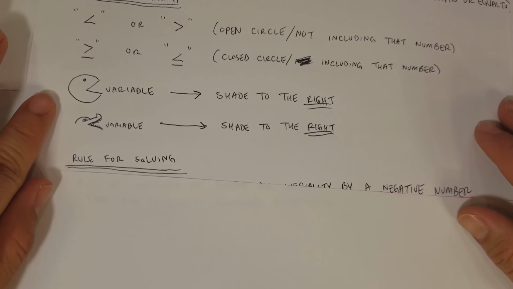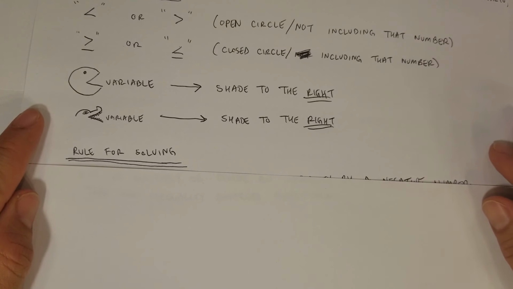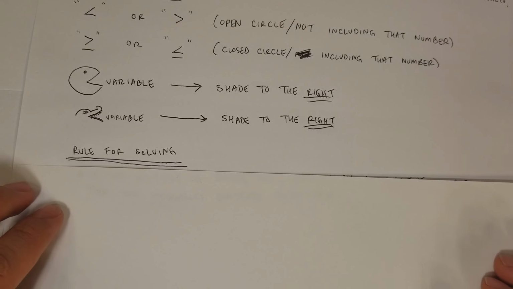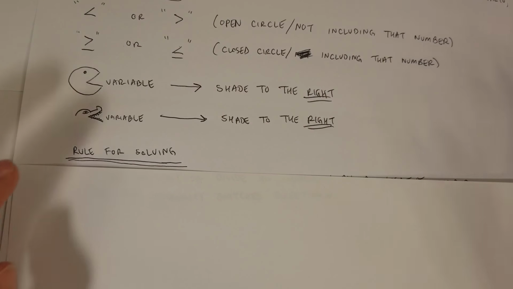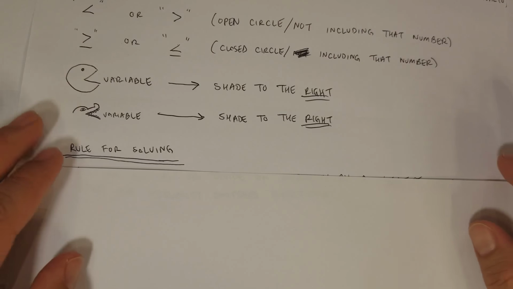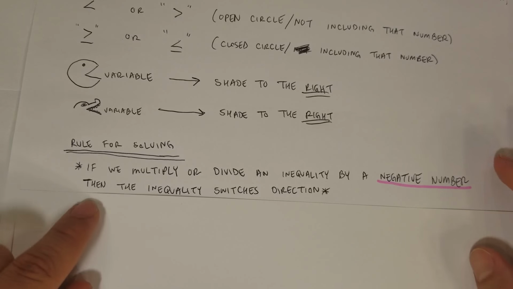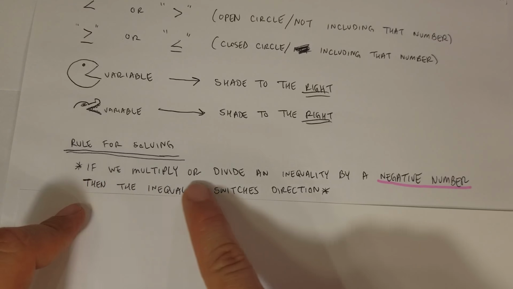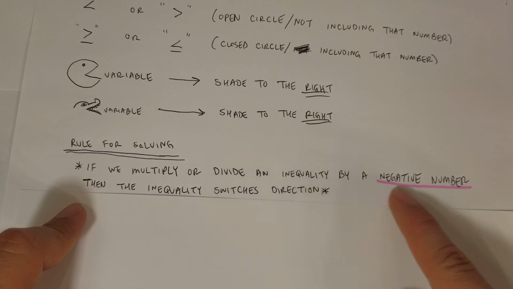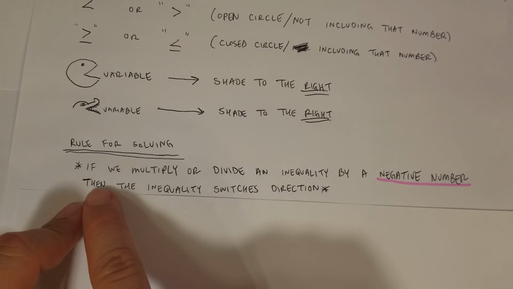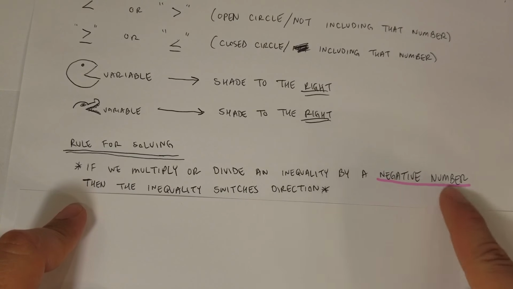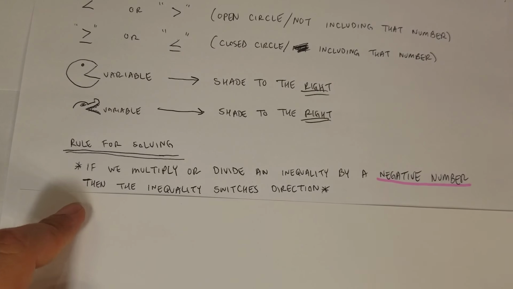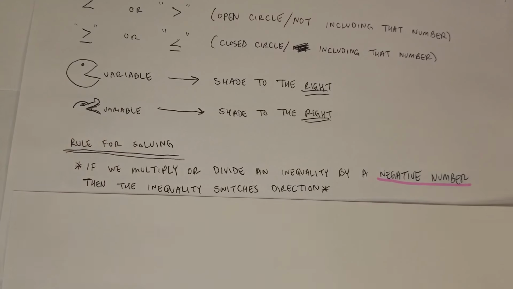You'll be good. Now, when it comes to solving, there's only one rule for solving. When you have an equation and you're trying to solve it, typically we know how to solve equations by now. But when we have an inequality, we have to remember this specific rule. If we multiply or divide the inequality by a negative number, then the inequality is going to switch direction. So when we multiply or divide by a negative, key here is negative, the inequality is going to switch.